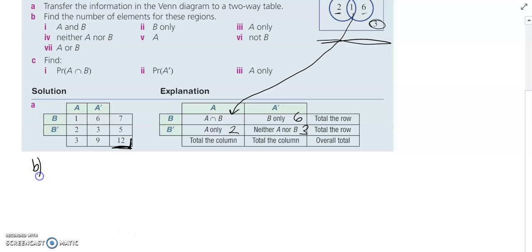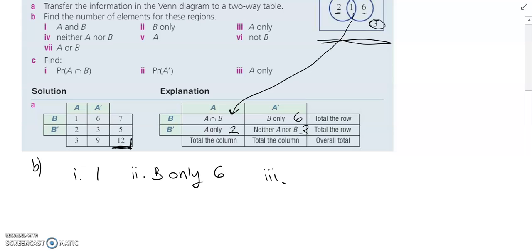For part B, we want to find the number of elements for these regions. We're just going to be writing down the answers from our table. For i, I have A and B. If I look at my table, I'm looking for A and B. That's this one. The next one, I have B only. If I look at my table, B only is everything except A. So 6.